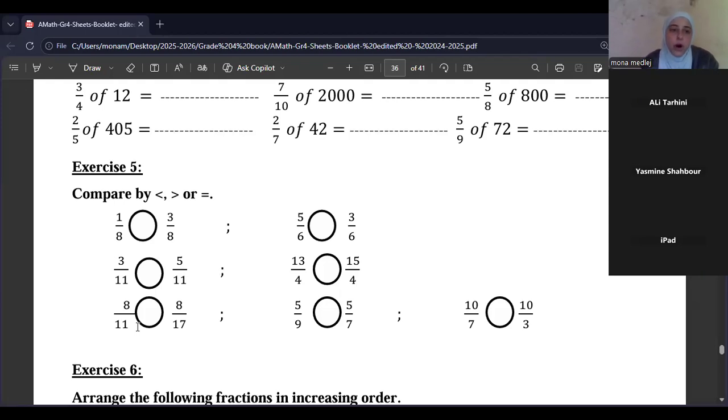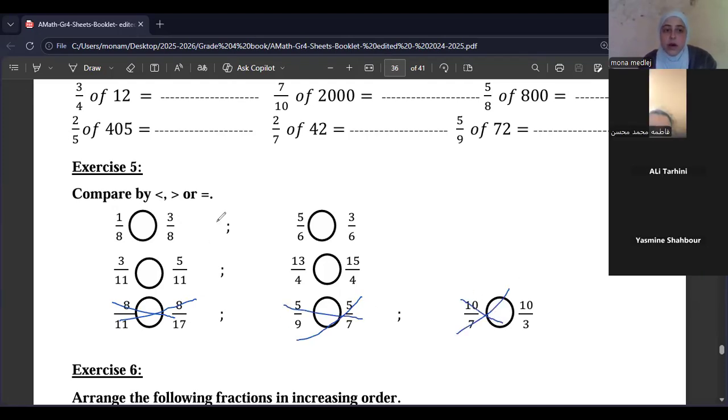Ali, compare by less, more, or equal. 1/8 or 3/8, which fraction is the bigger here? 1/8 or 3/8? 3/8, excellent. Because we have the same denominator, we compare the numerators. 3 is bigger than 1, so 3/8 is bigger. True?